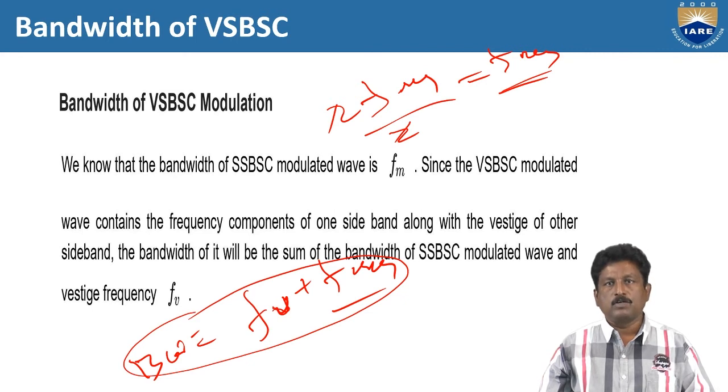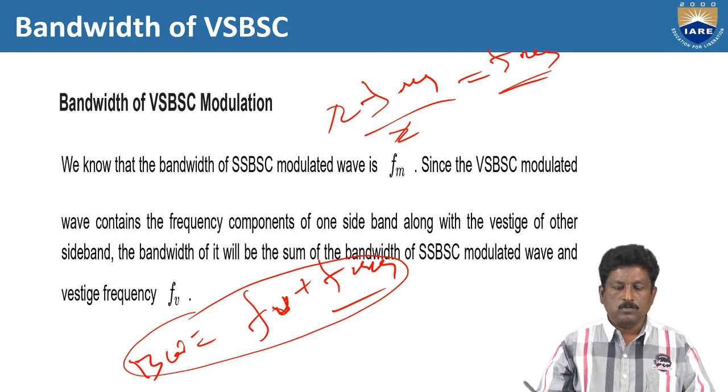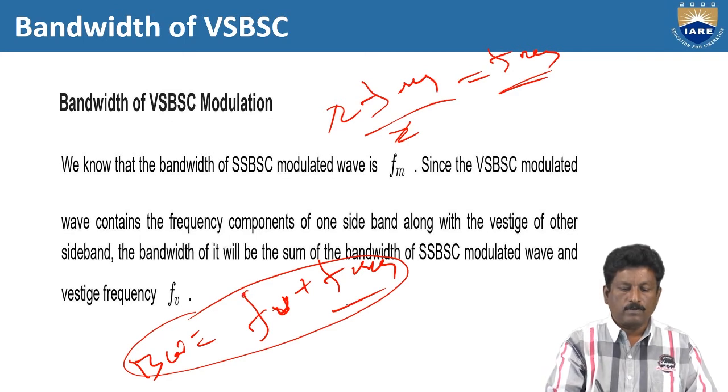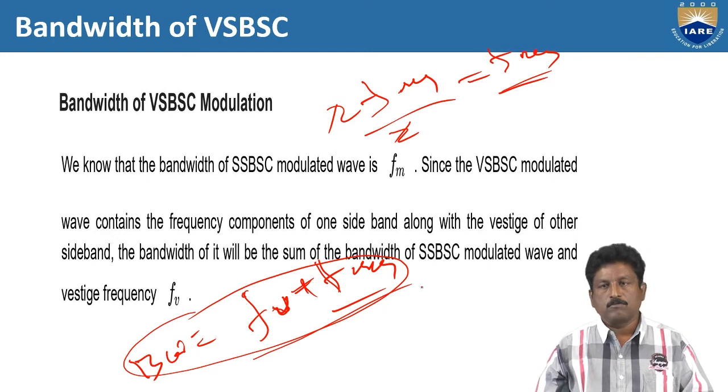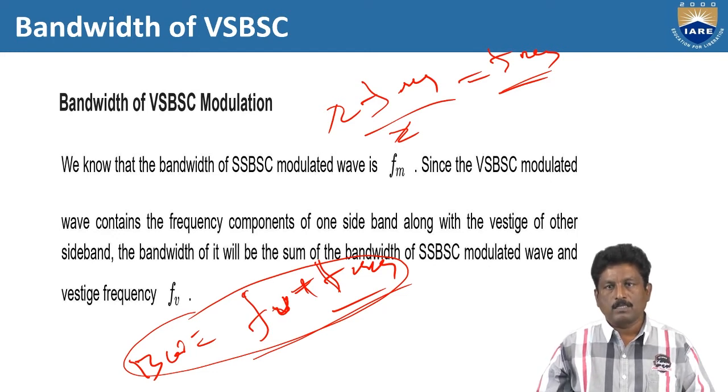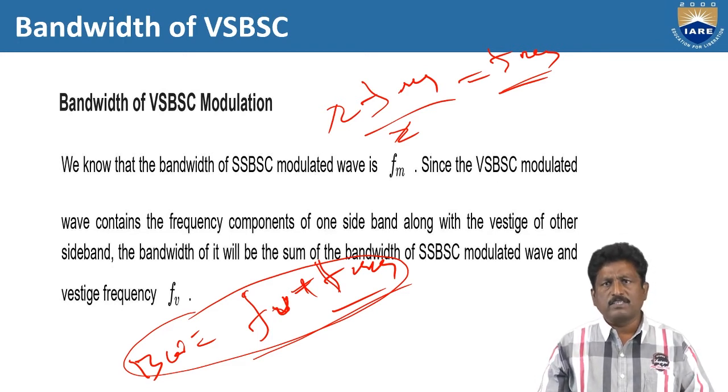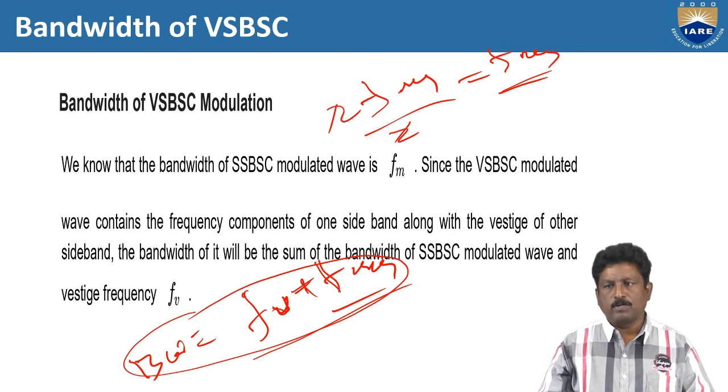So for SSB it is only FM. The difference between the SSB and VSB is the part of the other sideband being transmitted, so overall it is FV plus FM only. One complete sideband requires FM and the part of the other sideband is FV. So we get FV plus FM only. That is the bandwidth requirement for the VSB-SC wave: FV plus FM only.